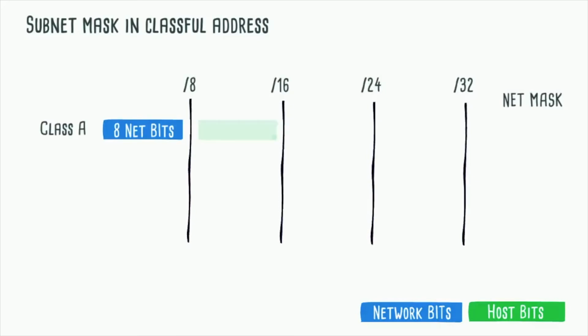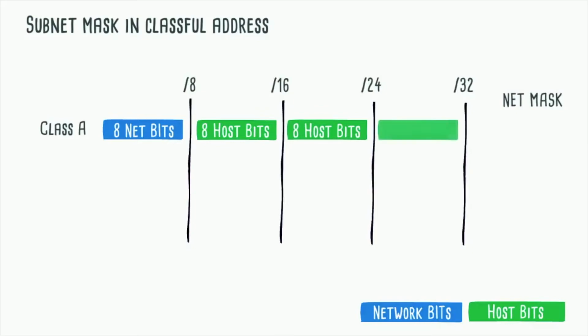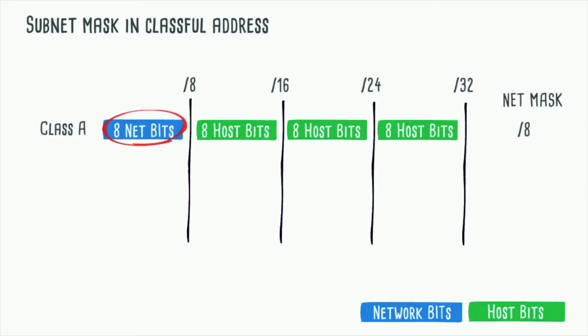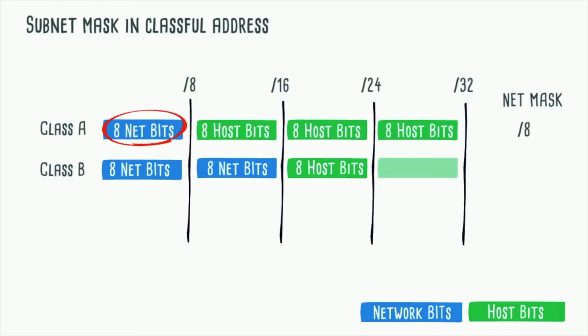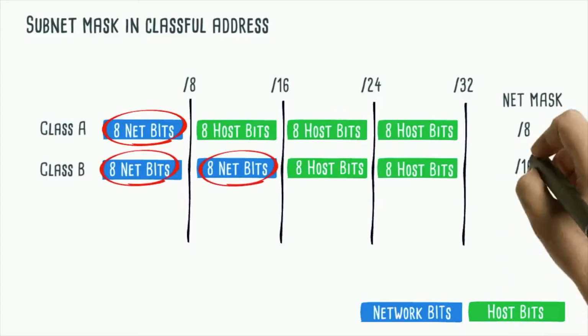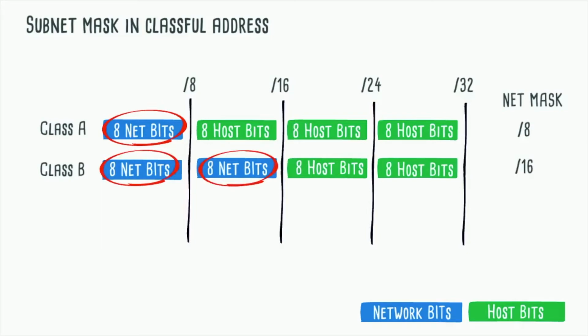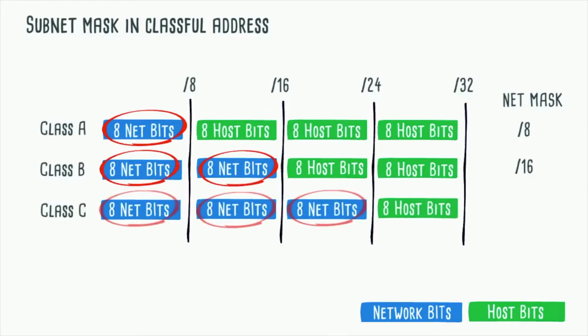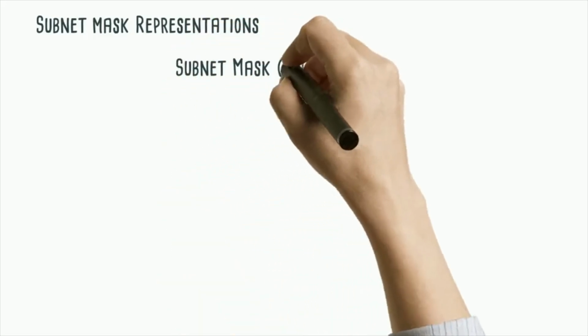In Class A, only the first octet is used as the network bits. This means all Class A IP addresses have a /8 mask. Meanwhile in Class B, the first 2 octets are used for network bits. This means that all IP addresses in Class B will have a /16 mask. Lastly, the Class C address uses 3 octets for network bits. This means that all Class C addresses have a /24 mask. So, here's a table to summarize the subnet mask for classful addressing.